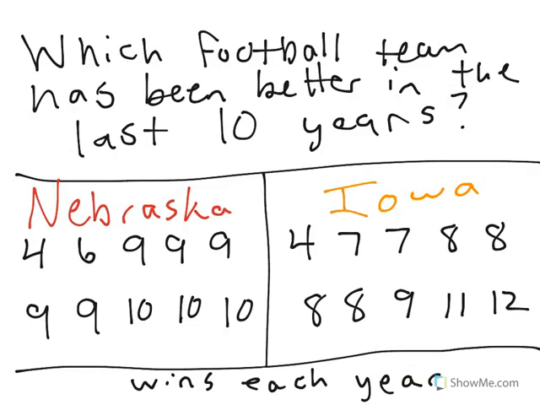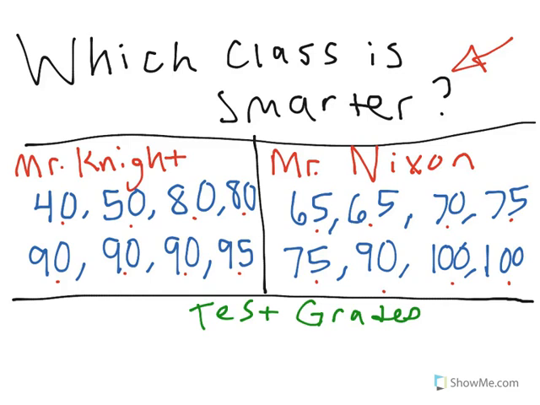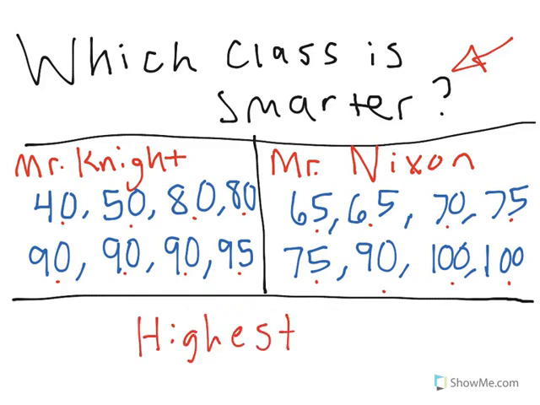So I could start out with the argument that Mr. Nixon's class is smarter. Here's why. Mr. Nixon's class is smarter because he had the highest 2 test grades. Boom, right there. So my one argument would be Mr. Nixon's class is smarter because he has the higher grades, and Mr. Knight's highest is only 95. Therefore, Mr. Nixon's class is smarter.